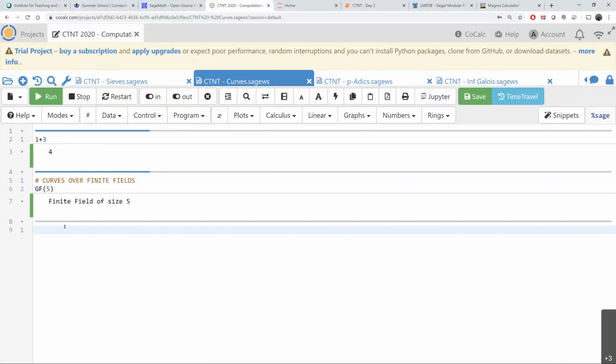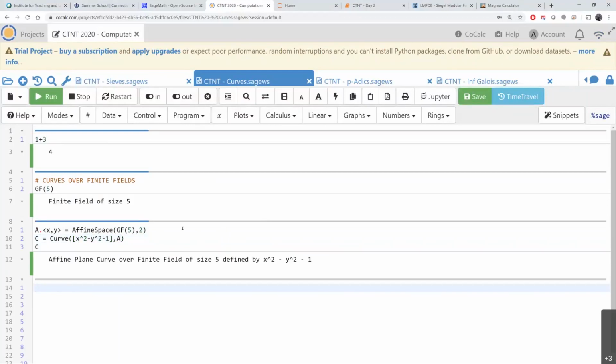All right, so if we're going to talk about curves, I need an affine space over my finite field, GF(5). I have to tell it the dimension, and X and Y are the affine coordinates for my space. Then I can define a curve over that finite field. I'm going to define a hyperbola, a conic like this, over A, and then let's look at it. There you go. Another interesting thing I can do over finite fields is count points. There are algorithms to count points.